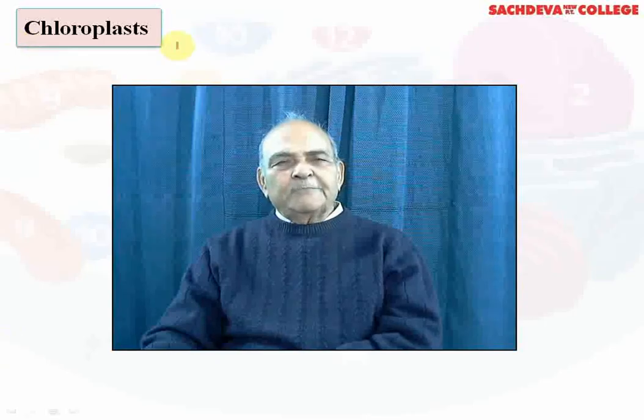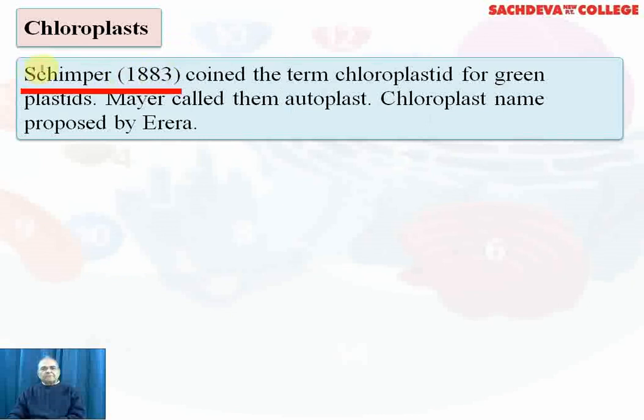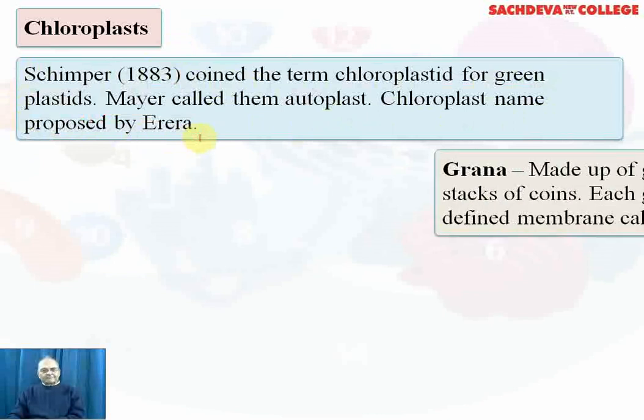Chloroplasts, that's the green pigment. Schimper in 1883 coined the term chloroplastid for green plastids. Mayer called them autoplast. The name chloroplast was proposed by Haberlandt.